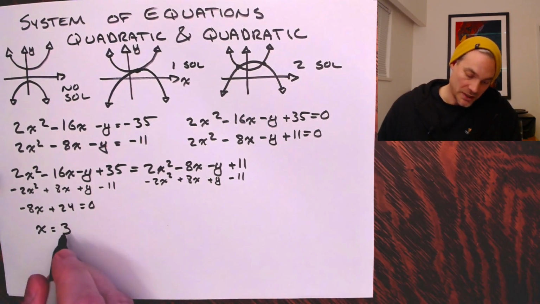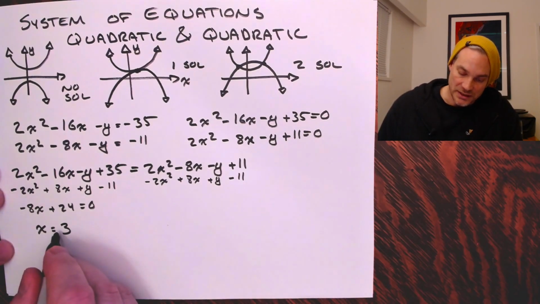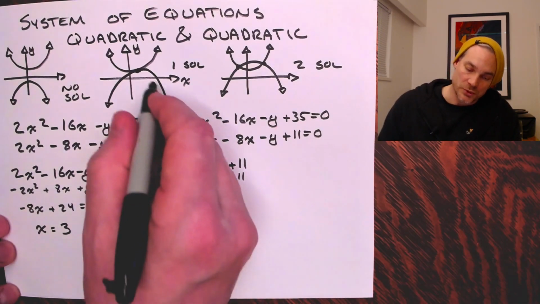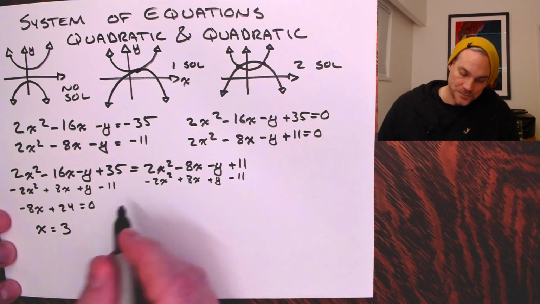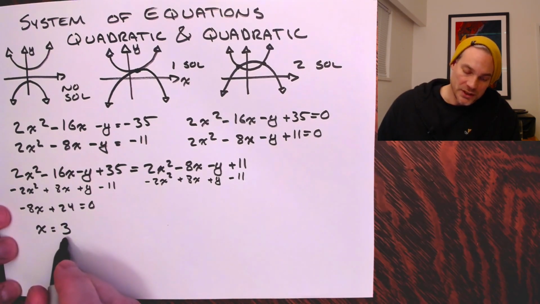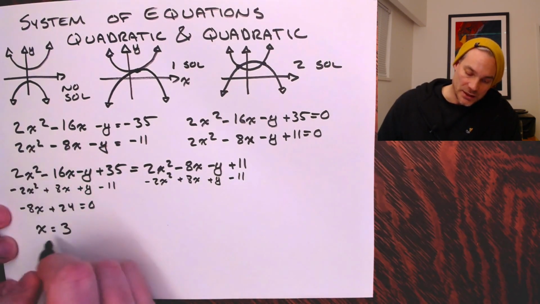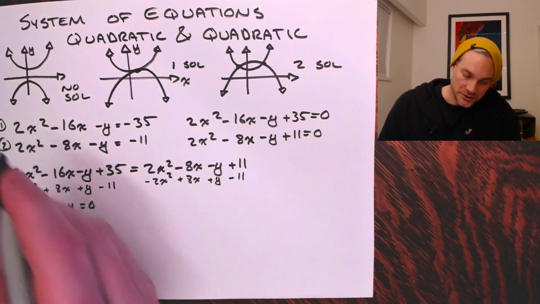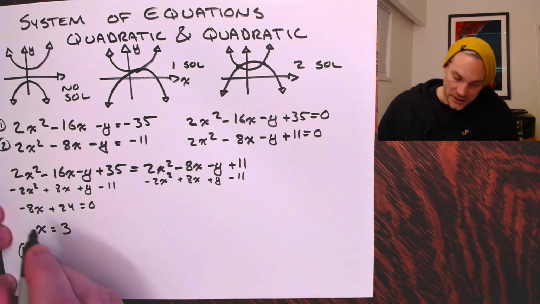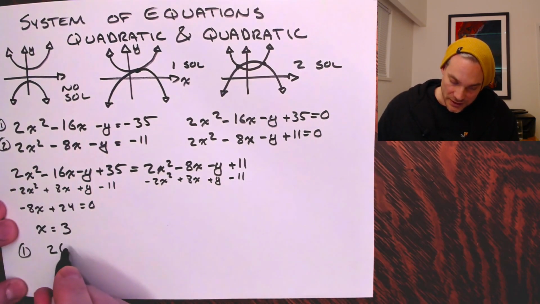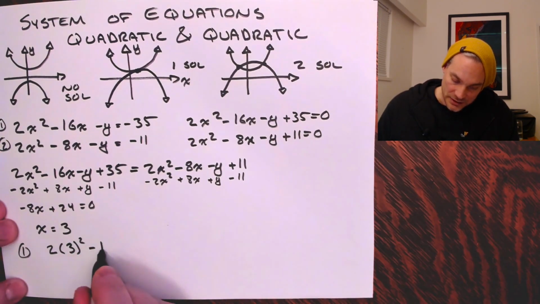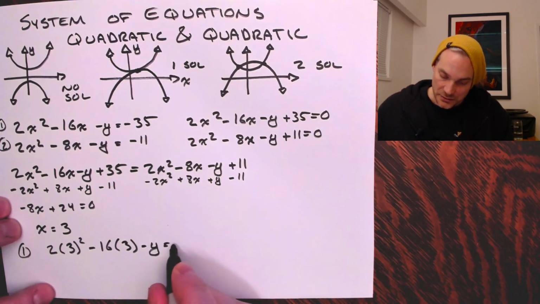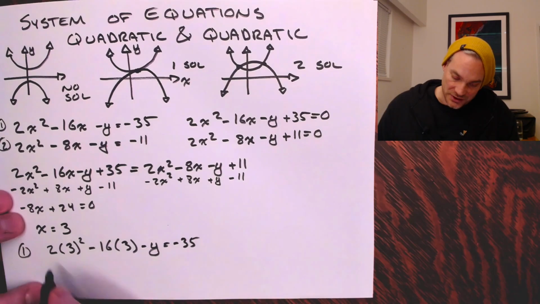So now I have the beginning of a point, but it's only one possible solution for these two. Okay, so we've gone to this point where they just kind of glance at each other. Now, if I want to find the y output, I go back to one of my equations and substitute this in. So I'm going to go back to this one, call this equation 1, and this equation 2. If I go to equation 1 and substitute this in, that's going to be 2 bracket 3 squared minus 16 bracket 3 minus y equals -35. So I solve for y.